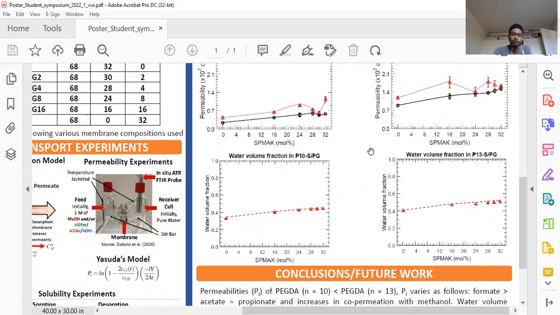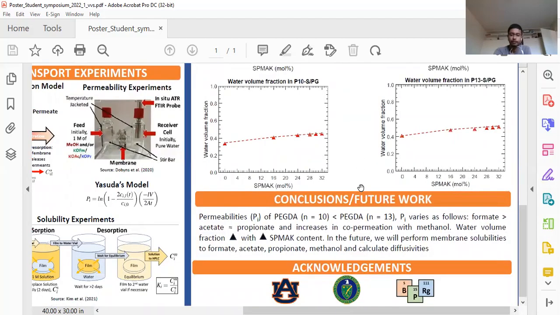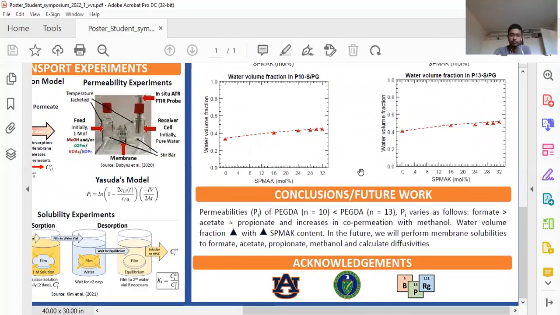We have also found that the water volume fraction increases with increasing SPMAC content, and the results are almost independent of varying crosslinker chain length. In the future, we would like to perform membrane solubility experiments for formate, acetate, propionate, and methanol, and also calculate the diffusivities of these solutes.